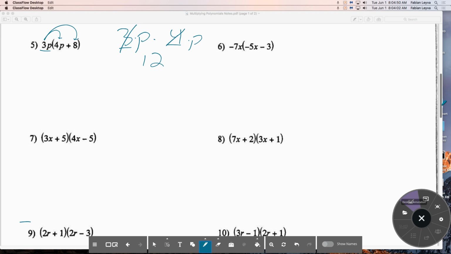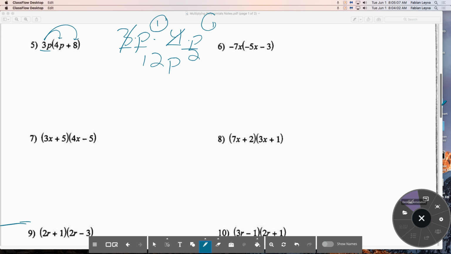And what's a p times a p? Now remember your rules of exponents. When you're multiplying two like bases, what do you do to the exponents? You add them. Yeah. Now does your base change at all? No. So your p stays the same. You add 1 plus 1, which equals 2.